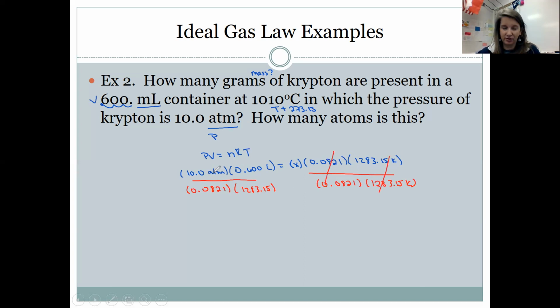Now, when you enter this into your calculator, you really have to be careful. Some of you guys are entering this into your calculator and it's only dividing by the first number and not the second number. So when you do this, what you might want to do is put this in parentheses here, 0.0821 times 1283.15, close parentheses, to make sure you're dividing by both things that you want to divide by.